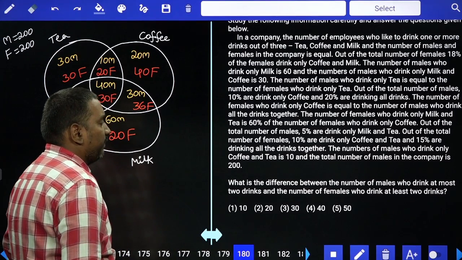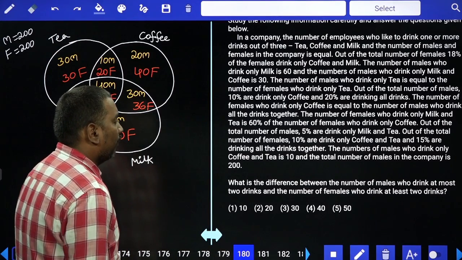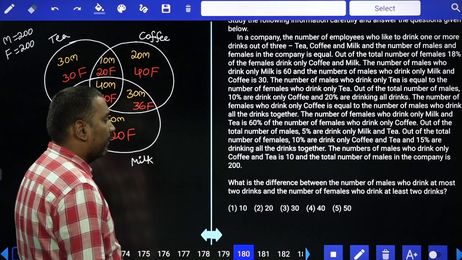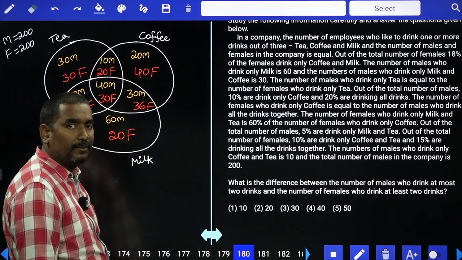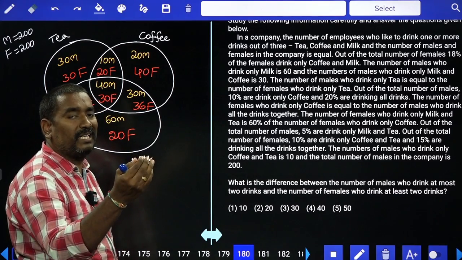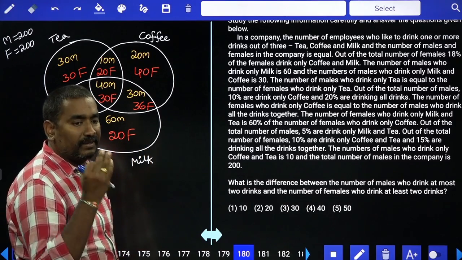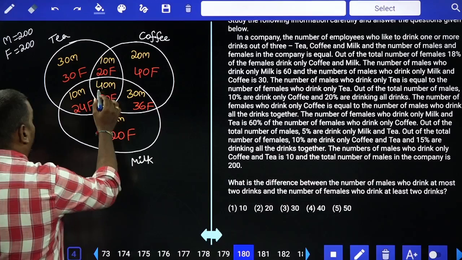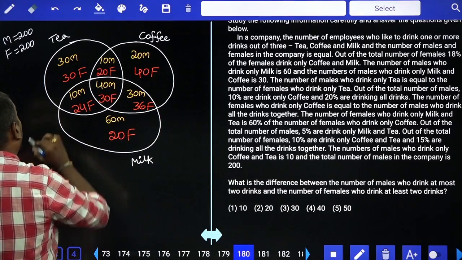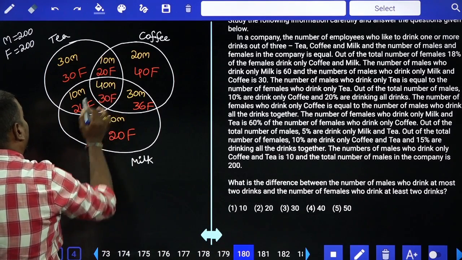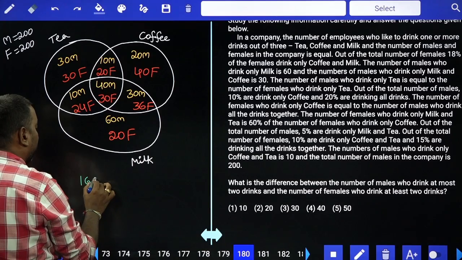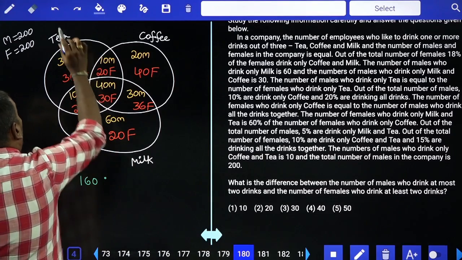What is the difference between the number of males who drink at most 2 drinks and females who drink at least 2 drinks? At most 2 drinks means maximum 2 drinks, minimum 1 drink also, except 3 drinks. Males who take all 3 drinks is 40, and out of 200, except this 40, the remaining 160 belongs to at most 2 drinks.